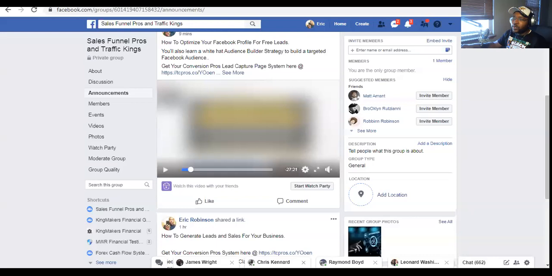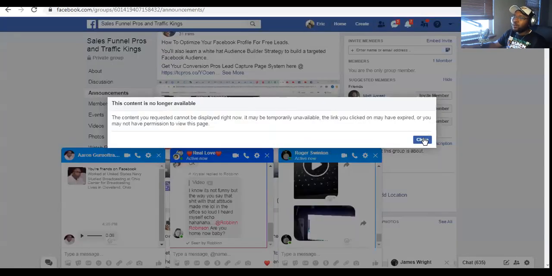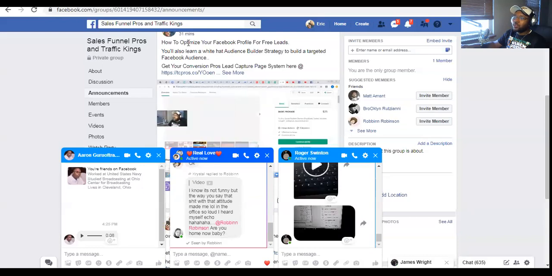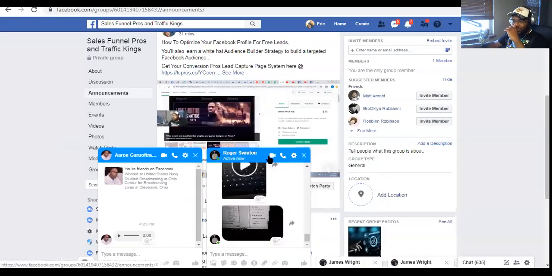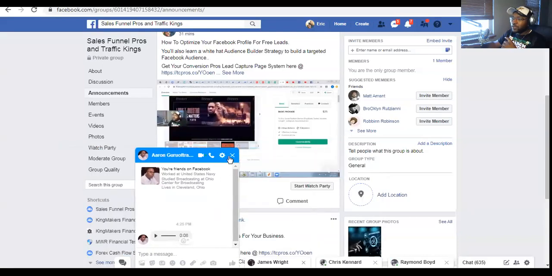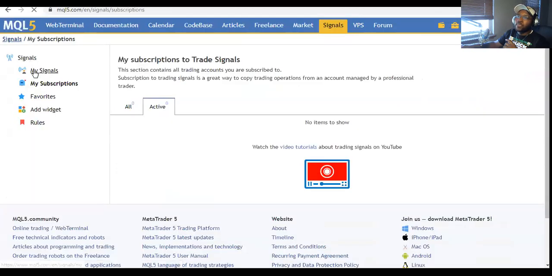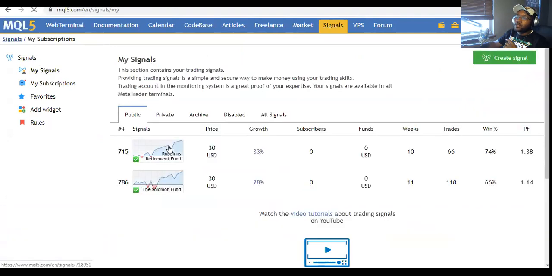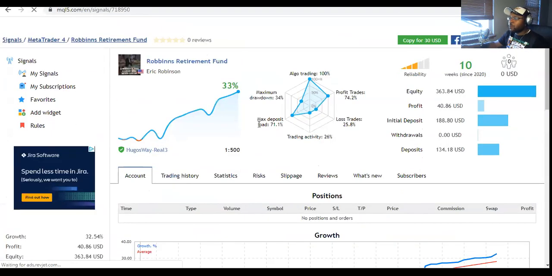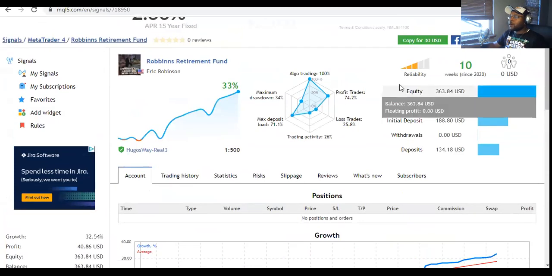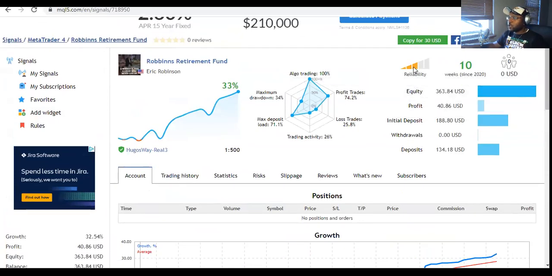And then what I'm going to do is take you guys to one of my signals, one of the accounts that I'm using the robots on, let me close these things out. And you will see the reliability is still pretty good.